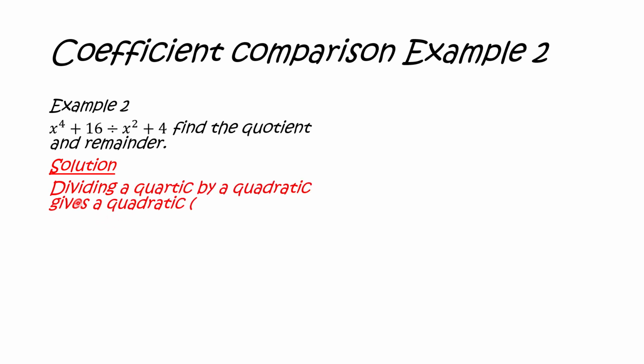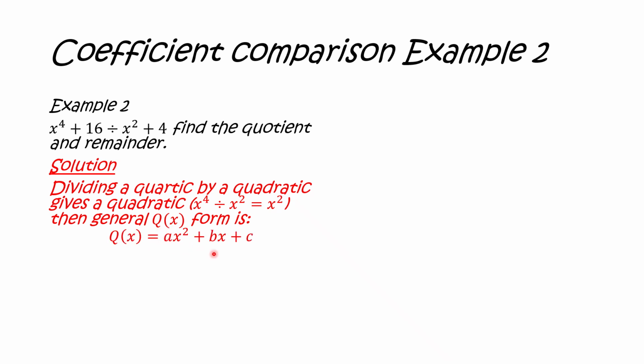So dividing a quadratic expression by a quadratic expression gives us a quadratic expression. That is to say, x to the power 4 divided by x to the power 2 is equal to x to the power 2. So the general form of the quotient q of x is ax squared plus bx plus c. And then we have the general form of the remainder, which is r of x is equal to Ax plus B. Now, we include this one because we don't know if we're going to have a remainder, but just to be on the safe side, we include it.